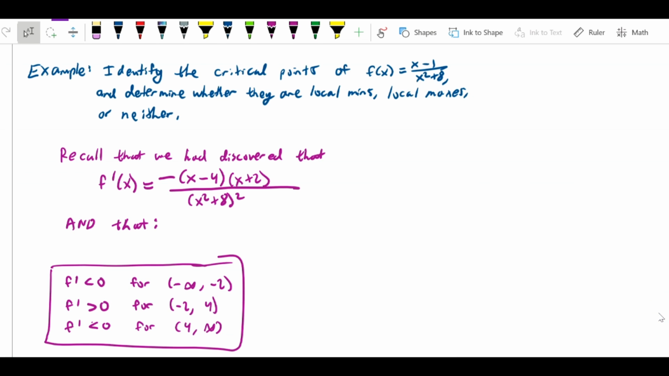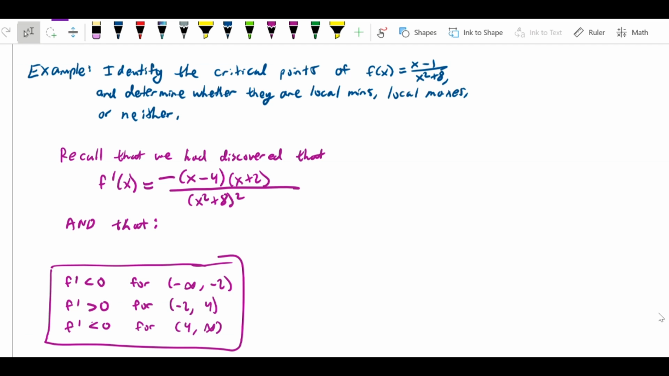So here's an example of how we would use the first derivative test, and I'm going to use the same function that we used in an earlier problem because we've done a lot of the work already, so we can just use it to demonstrate a different point. So we have the function f of x equals (x minus 1) over (x squared plus 8), and in the previous question about this function, the question was where is the function increasing and where is it decreasing, which we use derivatives for.